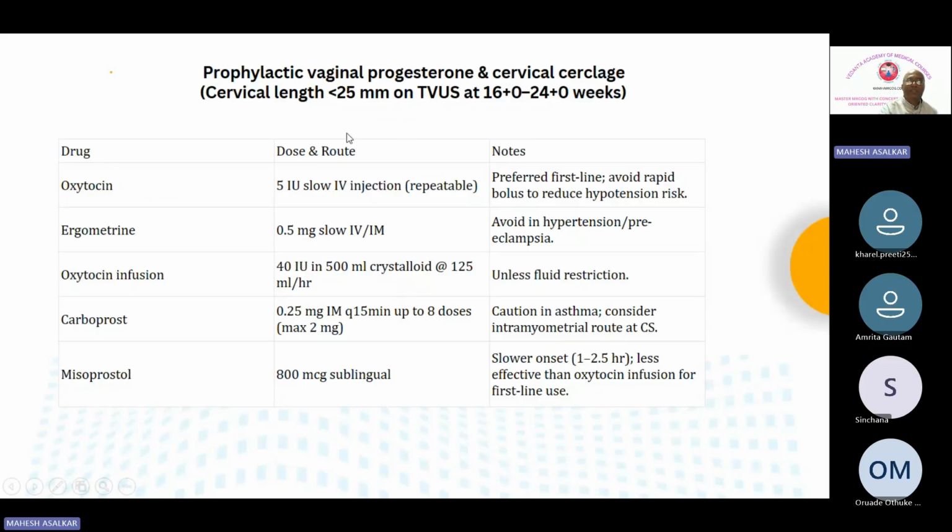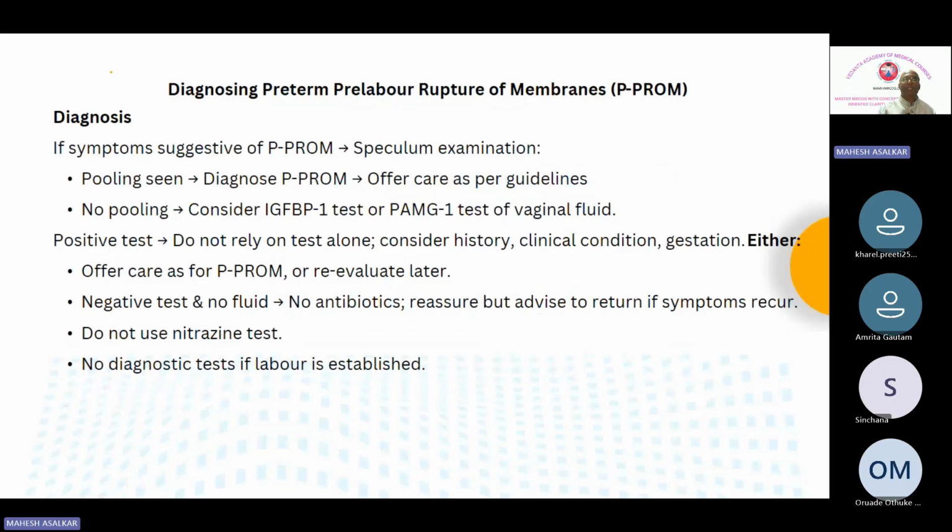So this, I think, the wrong table has been posted here. We'll not go into the details. So diagnosing preterm pre-labor rupture of membranes, PPROM. If symptoms are suggestive of PPROM, the first examination is a speculum examination. Remember, this is the question which is asked: what is the next step? It is a simple speculum examination.